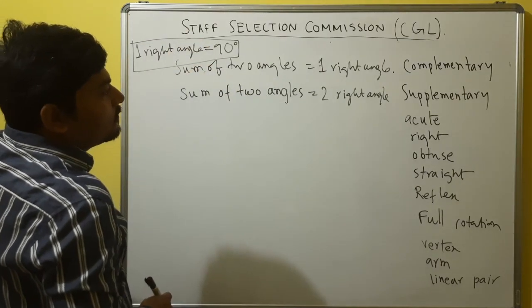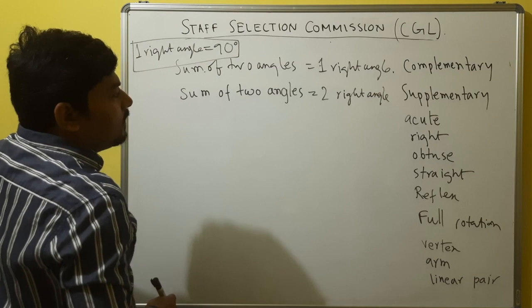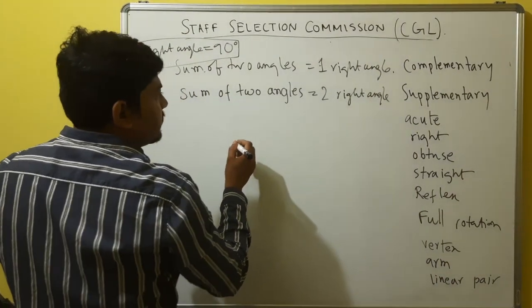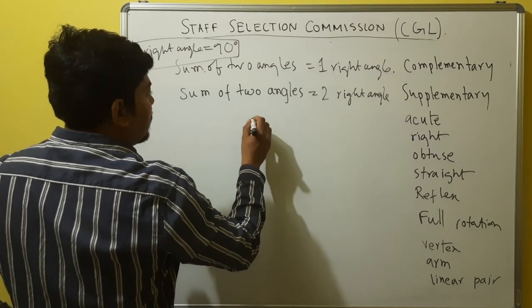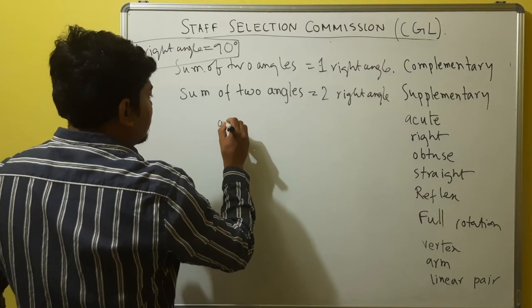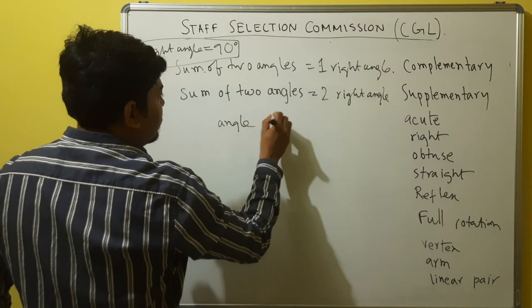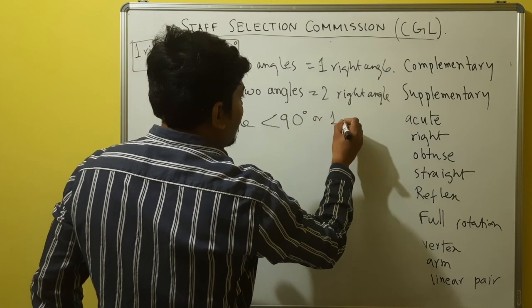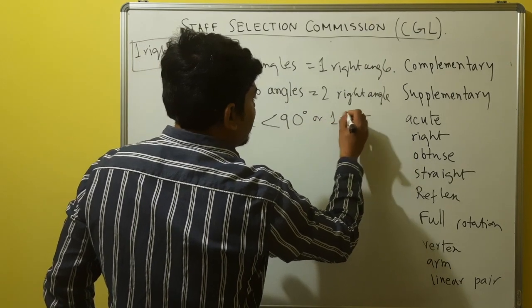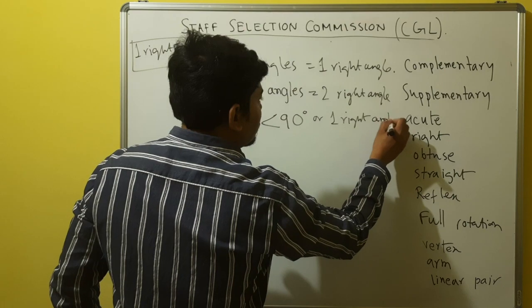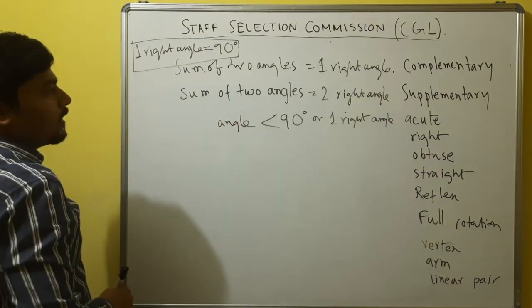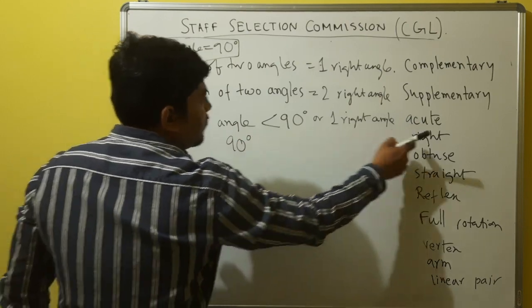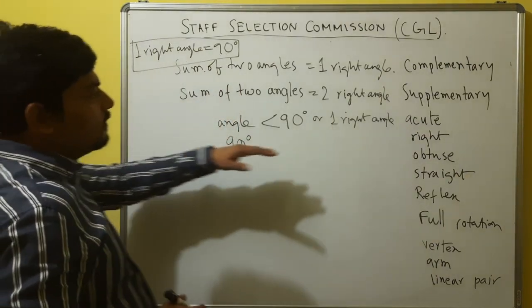Now, what is an acute angle? When an angle is less than 90 degrees, or one right angle, we call this an acute angle. What is a right angle? Simple. 90 degrees equals a right angle. That we already know. That is the initial one.